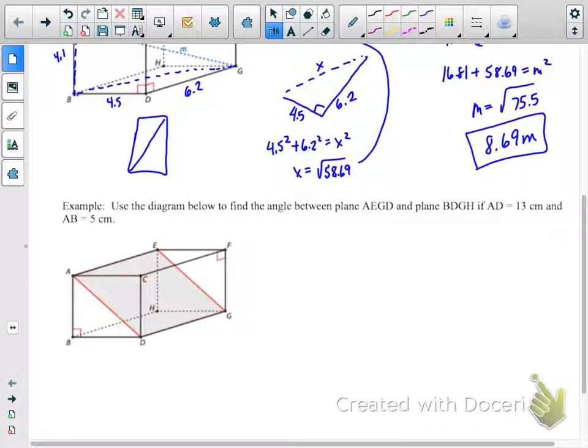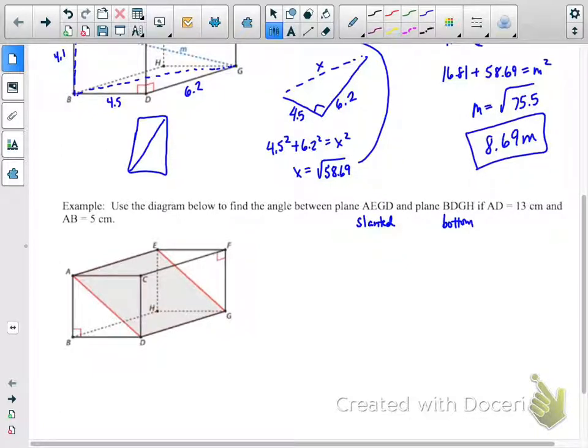Now think about slicing through the diagonal of our figure here. We're looking at plane AEGD. Just a reminder, when you name a plane, you only need three letters in the plane to be able to name it. But in this case, since it's a rectangle, they went ahead and threw that fourth one in. So AEGD, that's the slanted gray one there. And then plane BDGH, that's the bottom. And we'll just say this is the slanted.